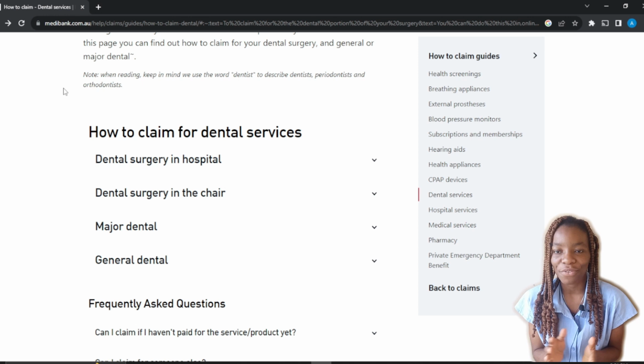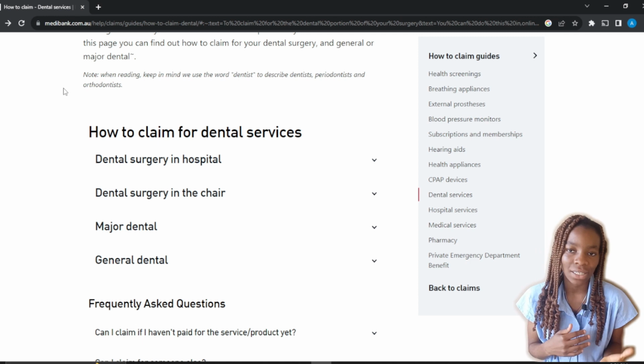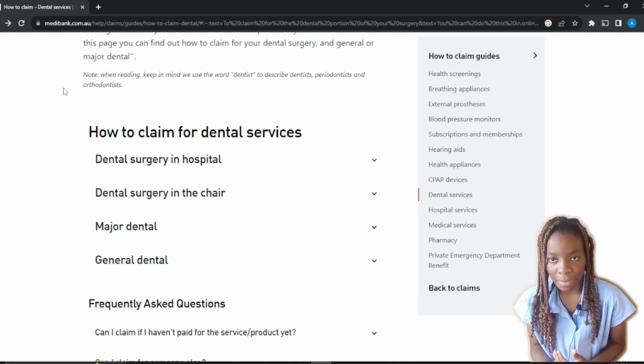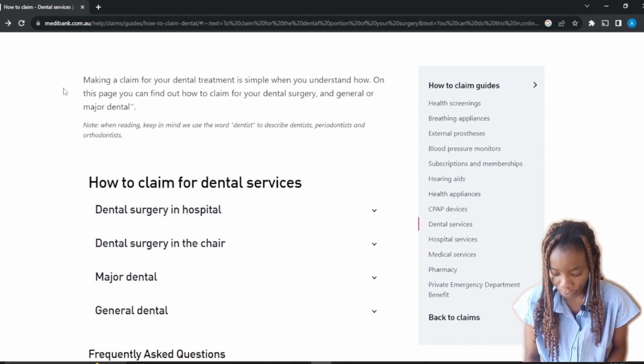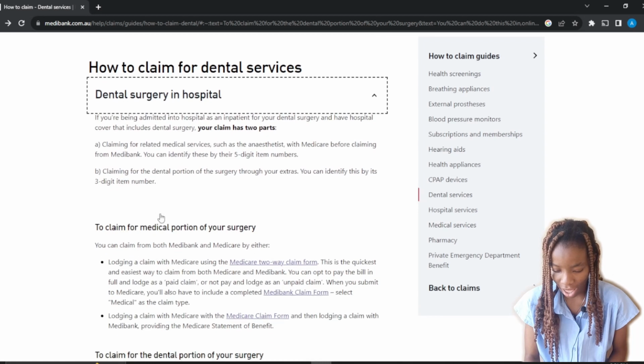Now, don't be overwhelmed because the step-by-step processes are almost the same. But it's important that you understand how this works for each so that you know what you need to do and the documents that you need to carry along with you. So when you start the process, you know what to submit and how to go about it. Okay, so first, we're going to start with the dental surgery in hospital.